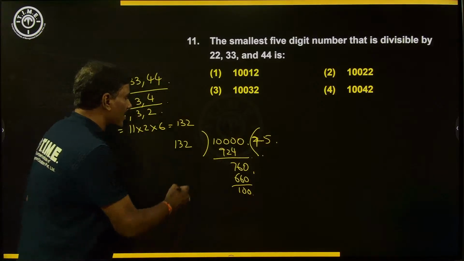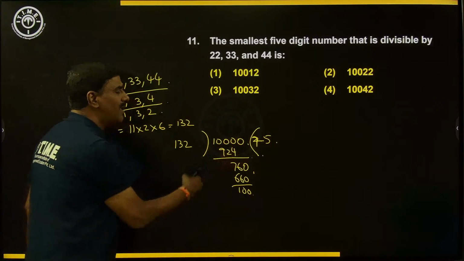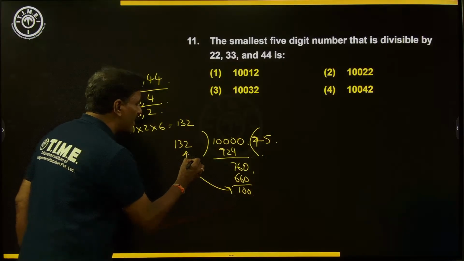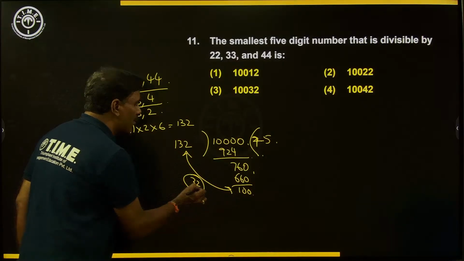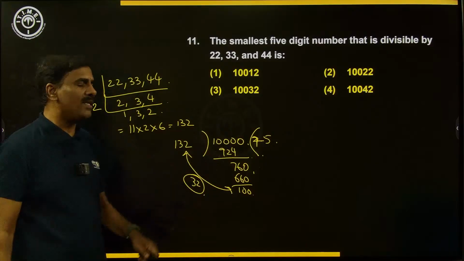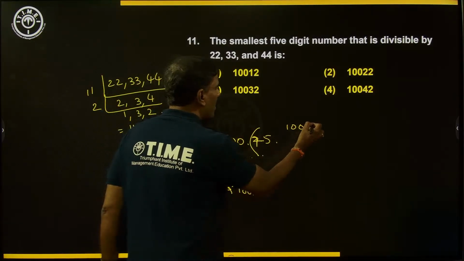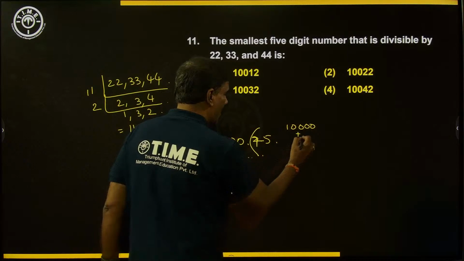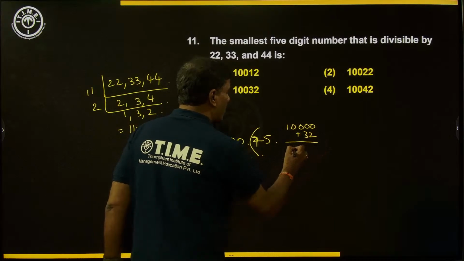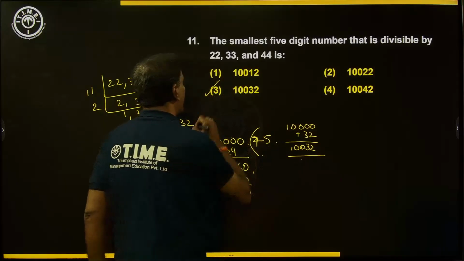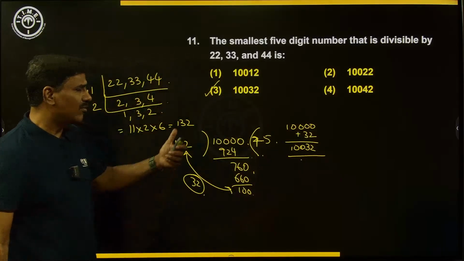So now, to get a number which is more than 10,000 and divisible by the given set of divisors, we should consider the difference between these two, which is 32, and add it to the smallest 5-digit number. The smallest 5-digit number is 10,000. So if we add that remaining gap of 32, it will become 10,032. So the answer for this question should be choice 3. Right, this is the actual way of getting the answer.